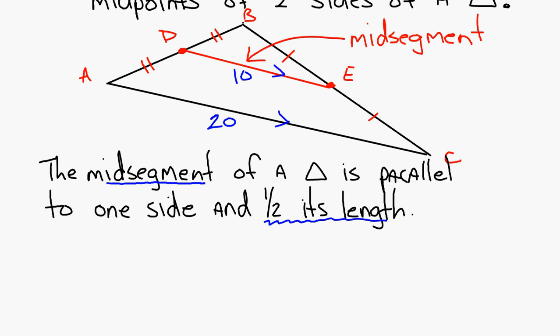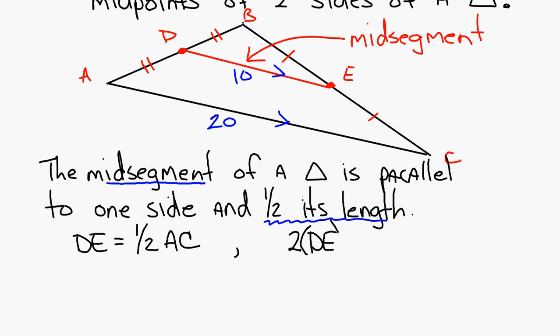Mid-segments, parallel to a side and half of its length. As a formula, if you need to, you can say that DE equals 1/2 AC. DE equals 1/2 AC. Alright? You can also say that 2 times DE. 2 times DE is equal to AC.